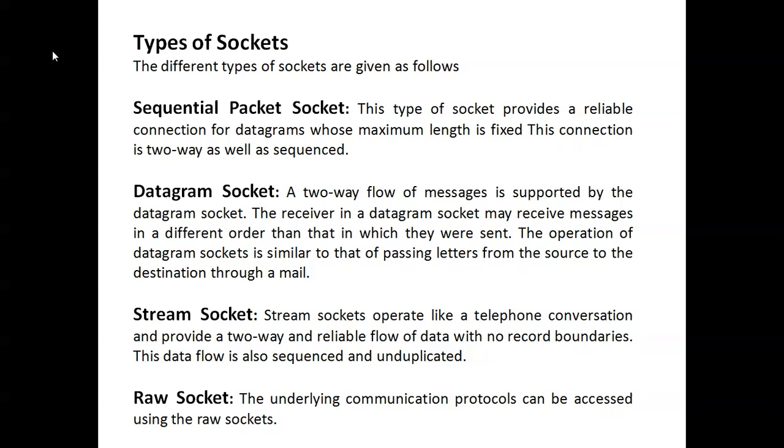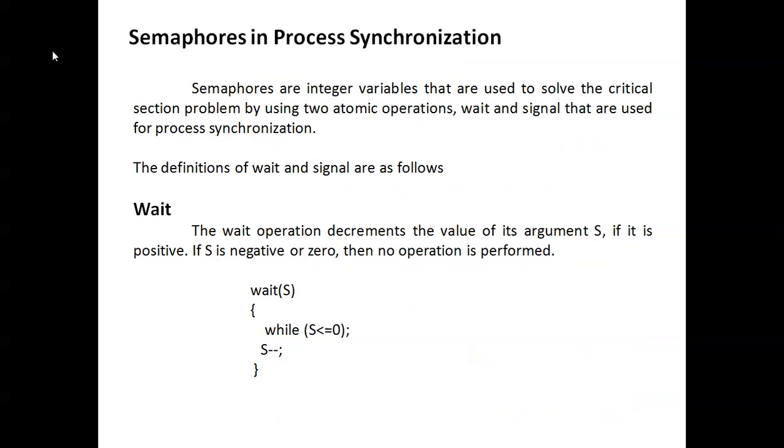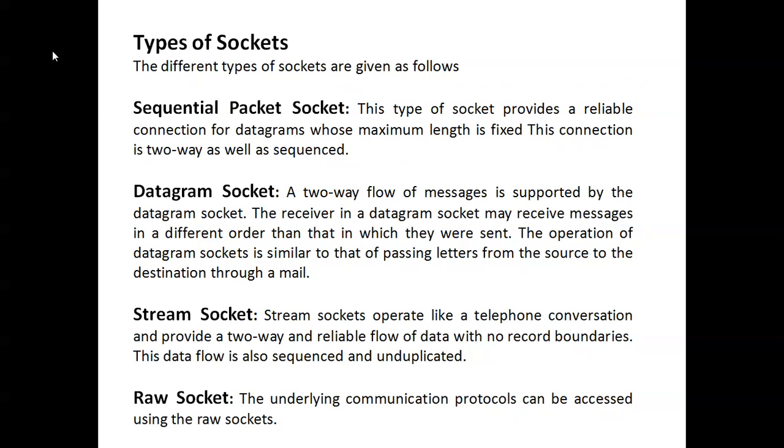Datagram socket: it supports two-way flow of messages. The operation of a datagram socket is similar to sending a letter from source to destination through the mail. The stream socket operates like a telephone conversation and provides a two-way reliable flow of data with no record boundaries. The data flow is also sequenced and unduplicated. And raw sockets: the underlying communication protocol can be accessed using raw sockets. Okay, thank you.